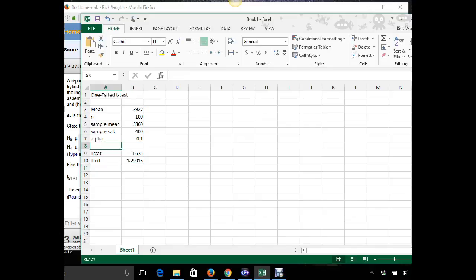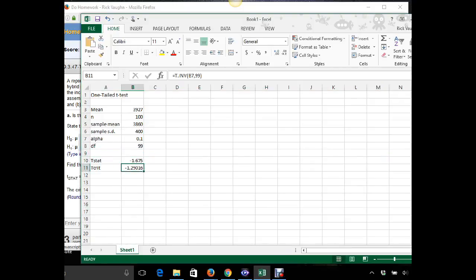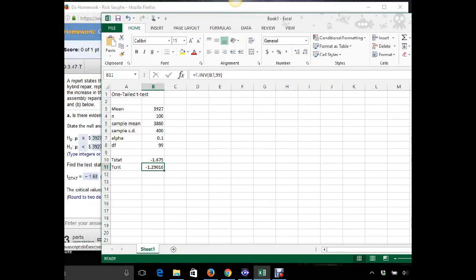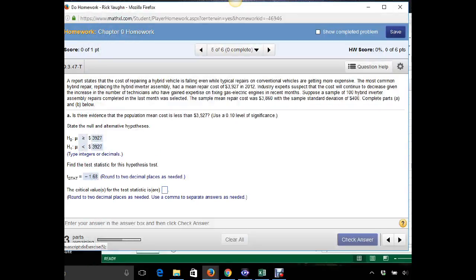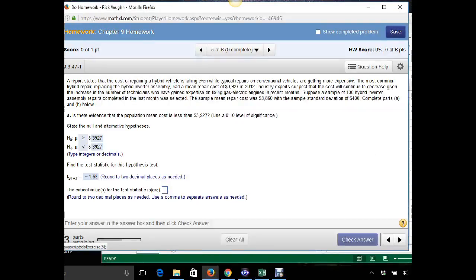So again, what I probably should have done is added a degrees of freedom cell and then said equals n minus 1, and then used the cell reference for the degrees of freedom instead of just typing in the number. But the t critical value that I get is negative 1.29016. We want that to 2 decimal places as well, so we'll write negative 1.29.